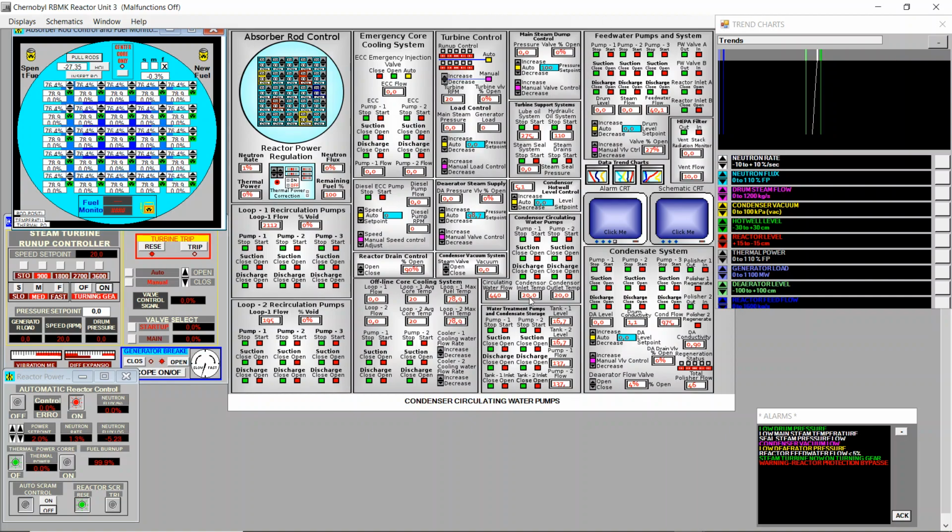Okay, while waiting I will continue starting other systems. The deaerator steam supply, set the deaerator steam level or pressure into auto, pressure set point at 98, and I will open the vent valve at around 50%.